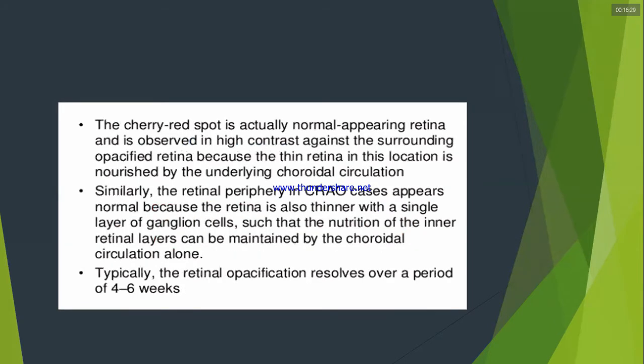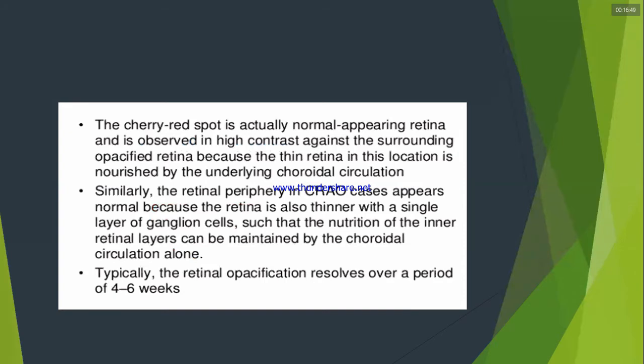So cherry red spot, what is this cherry red spot? It is actually the normal appearing retina, and it is observed in high contrast against the surrounding opacified retina, because the thin retina in this location is nourished by the underlying choroidal circulation.